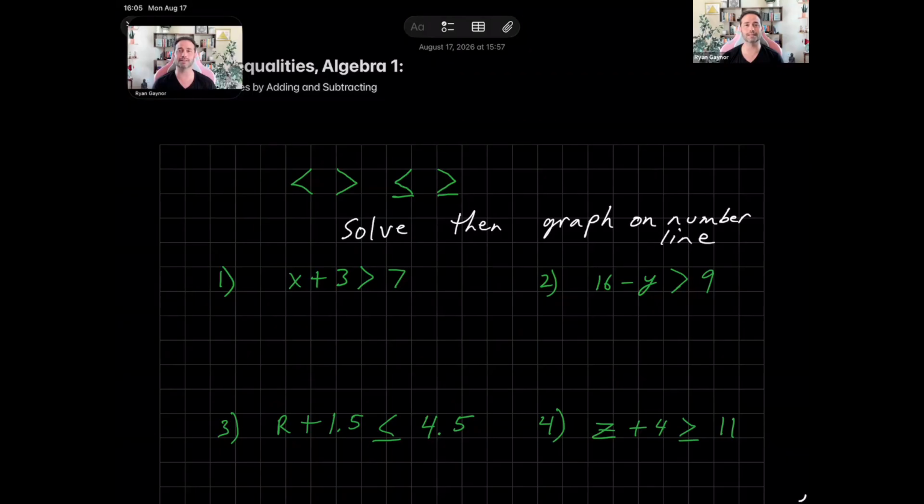Today we're working on linear inequalities for Algebra 1, solving inequalities by adding and subtracting.